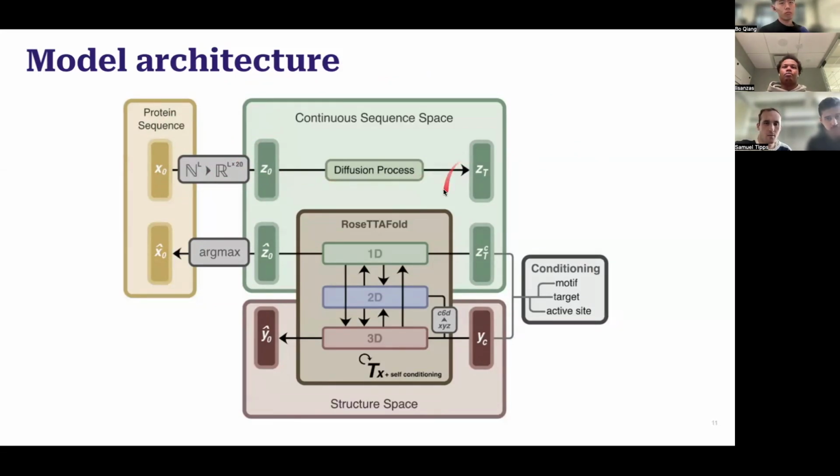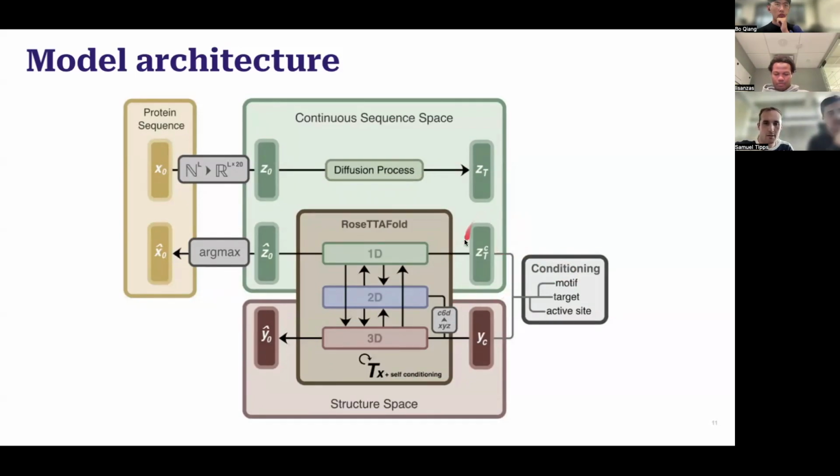And then what we use RoseTTAFold for, and what RoseTTAFold is really good at, is that it's a nice architecture that is able to mix these different types of conditioning information. So the 1D track mostly carries the sequence. The 2D track contains the pairwise information with the structure. And the 3D track carries the explicit 3D coordinates. After noising our sequence to some T, we are able to provide motif conditioning information from the sequence. And we'll talk about how we do this in a second.